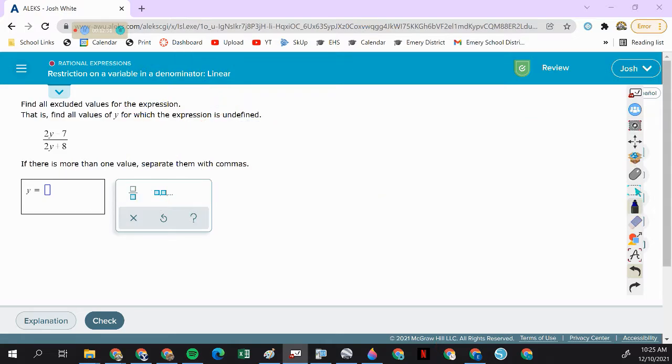Okay. All right, what if the denominator was x squared minus 5x minus 6? How does that factor?